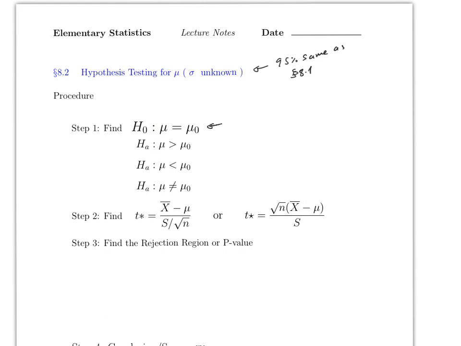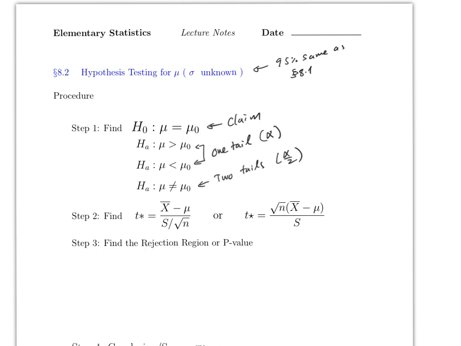Remember, this is the claim. Then you have the choice of three alternatives. The first two are one tail, which means you're going to use alpha. This one is two tails, which means you need alpha divided by 2.